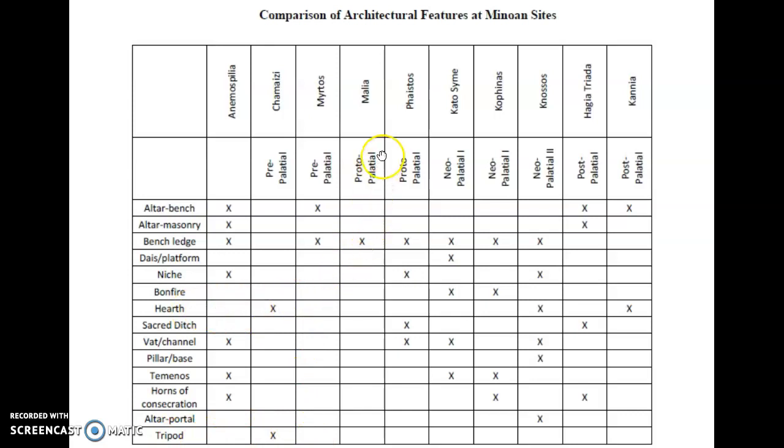Do they, can we relate it to this proto-palatial period? Well, we've got a few more similarities happening. Yes, we've got our bench ledge, and we have our niche here, but there really aren't that many similarities. So you need to think, right, what period most closely resembles Anemospilia?